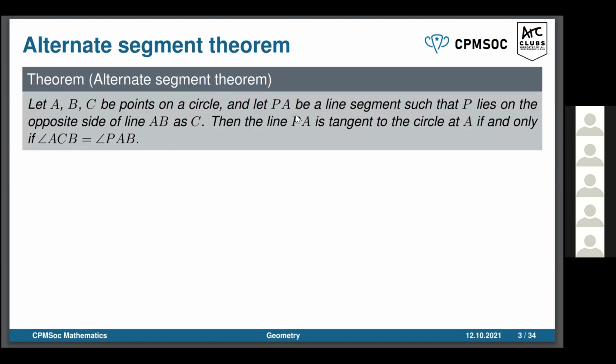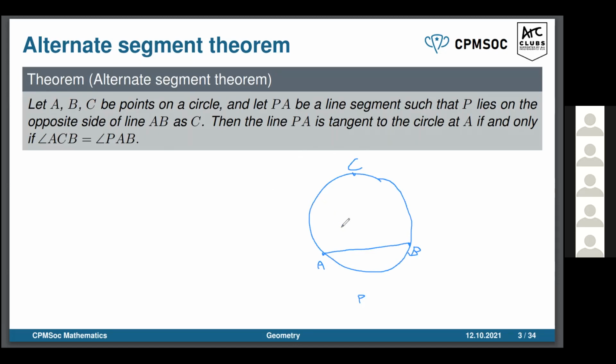So the first theorem that I want to introduce to you guys today is the alternate segment theorem. So we'll draw this. Let A, B, C be points on a circle. We have just random 3 points A, B, and C. And let PA be a line segment such that P lies on the opposite side of the line AB as C. So line AB, so P will be somewhere here.